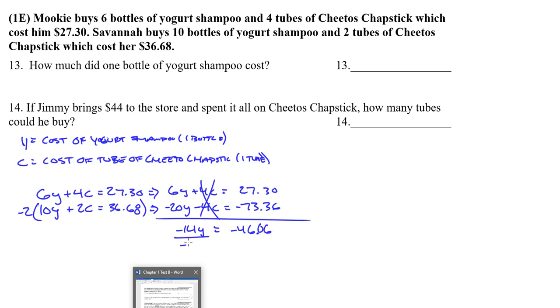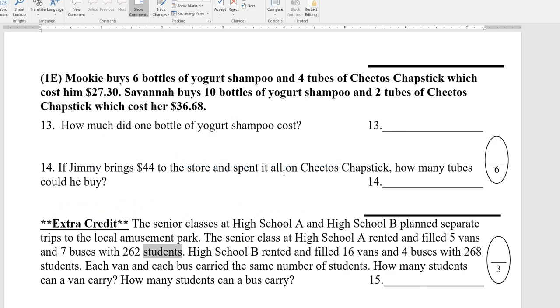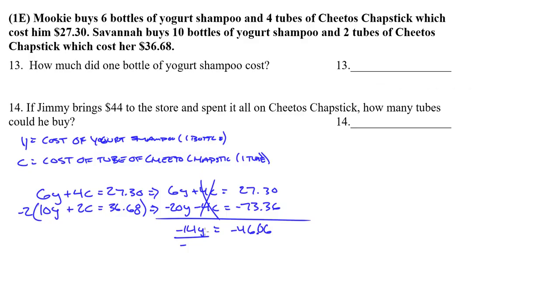Okay? Divide both sides. Oh no. I don't want this. What happened to my stuff? There we go. I was just trying to get rid of that so we can see stuff. Sorry. Divide both sides by negative 14. And we get y equals $3.29. Oh sorry, that's the y. That's how much a bottle of yogurt shampoo costs. So we're good on that one, 13.